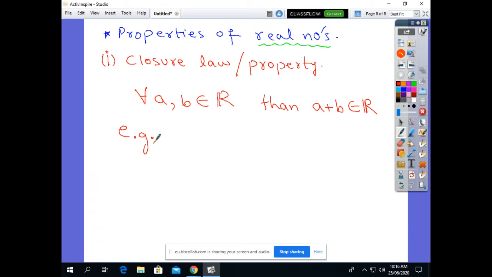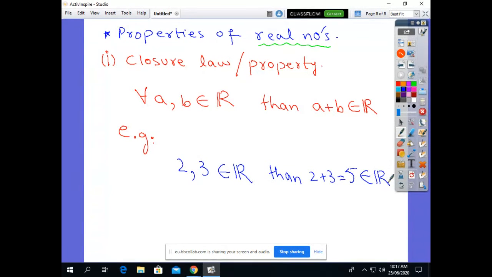For example, we take any two numbers, 2 and 3. We know that 2 and 3 both are real numbers. If we add these numbers, 2 plus 3, what is the answer? The answer is 5. Is 5 a real number or not? Yes, 5 is a real number. The sum also belongs to real numbers.